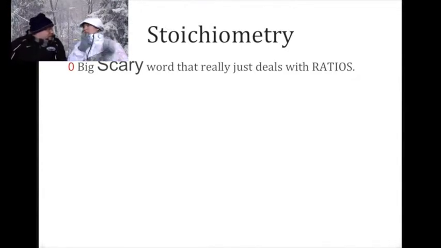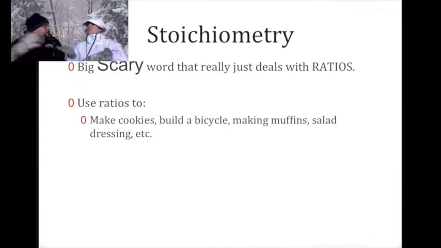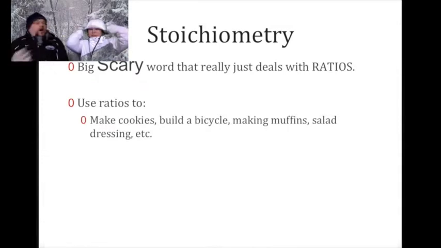We would need 3 giant balls of snow to build our snowman. One for his head, one for his body, and then one for his lower bottom. So with that, we can use ratios for simple things like making cookies, or building a bicycle, or making muffins, salad dressing. It's all ratios, parts of things that you need. So, if I want to cut a recipe in half, I would do a ratio that way. Exactly.